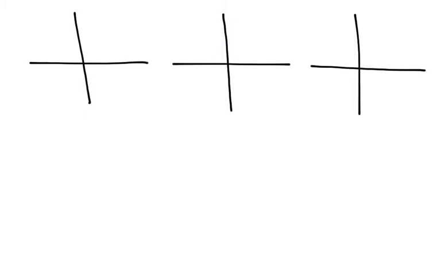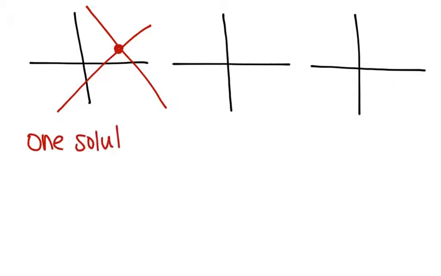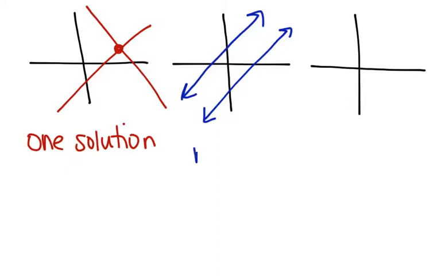There were 3 things that could happen when you graphed a system of equations. One thing that could happen is you could graph the 2 lines and they intersect at one place. We say that has one solution. And the solution is the ordered pair where the 2 lines intersect. But if you have 2 equations, another thing that could happen is the lines could be parallel. Well, parallel lines don't intersect. We say that this has no solution because there's no ordered pair that's going to make both the equations true.